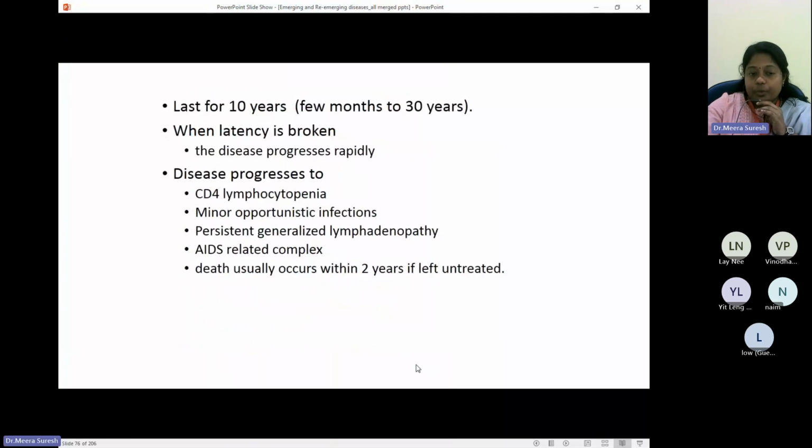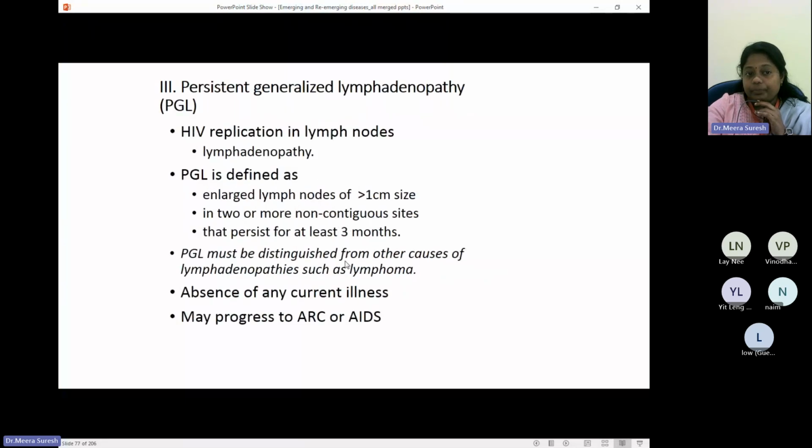Virus load is also of prognostic value, and this can last for up to 10 years. In people, it may vary from a few months to 30 years. And when that latency is broken, that means the immune suppression has happened or the CD4 cells have reduced, the disease progresses rapidly. There will be CD4 lymphocytopenia, opportunistic infection, persistent generalized lymphadenopathy, AIDS, and death usually occurs within 2 years if left untreated.